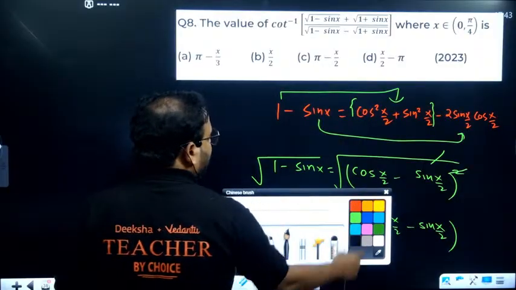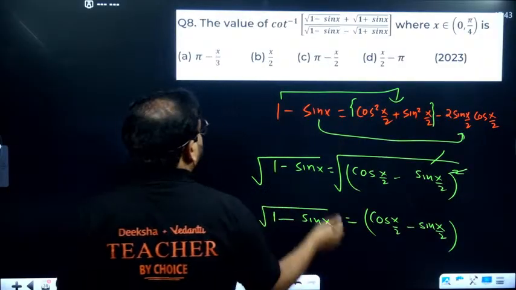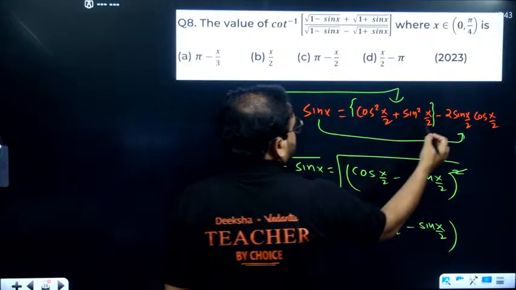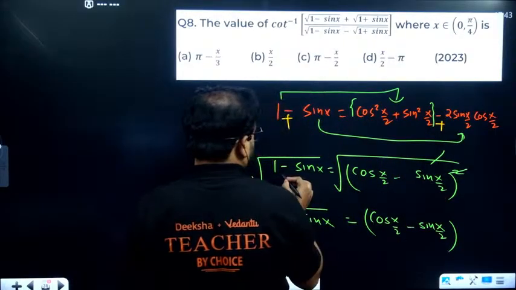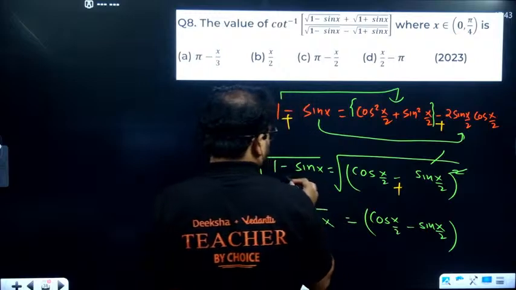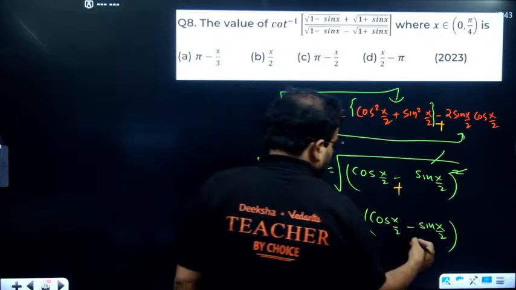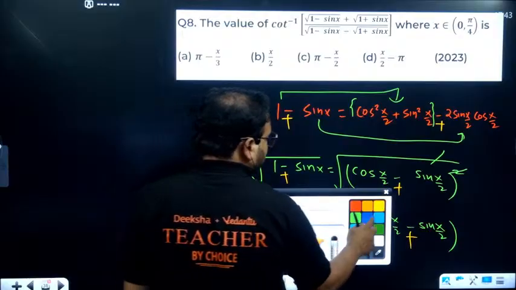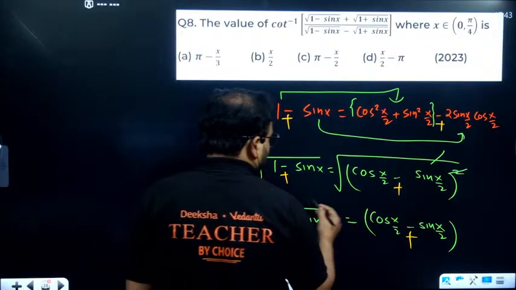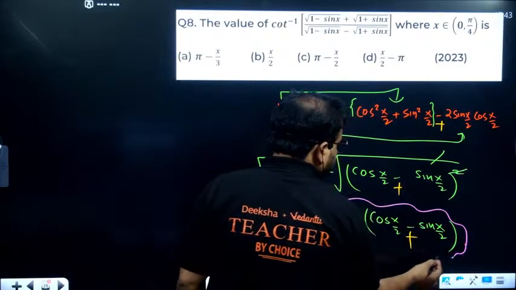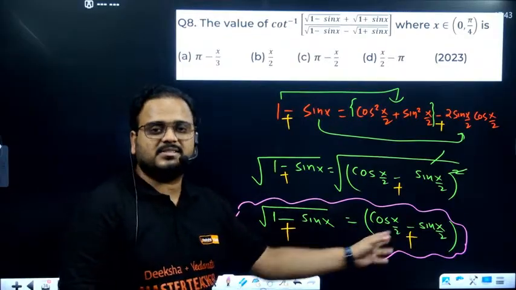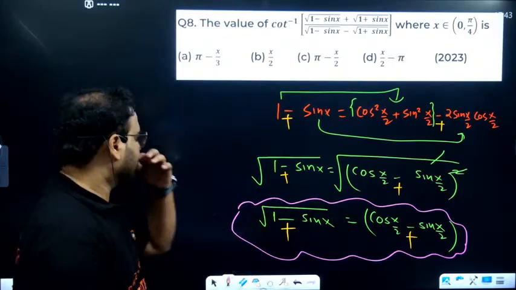In the question, we don't have only this option. We have one more option, which is 1 plus sin x. So if you take plus over here, this becomes plus, and this will also be plus. So you have to remember this rule. For 1 minus sin x and 1 plus sin x, it is cos x by 2 minus or plus sin x by 2, depending upon what is there in the question.